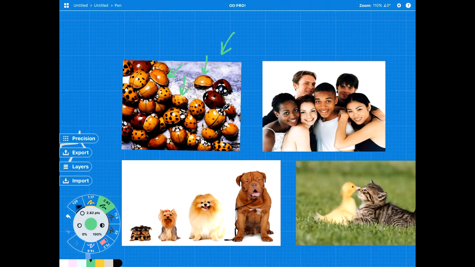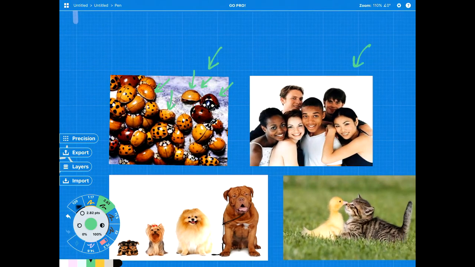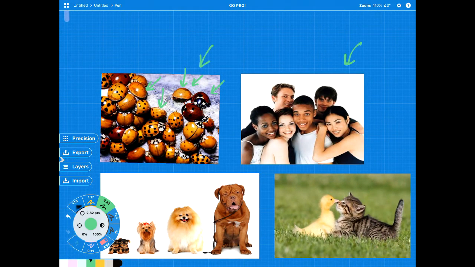I hope you said yes, because they are. They may look a little different. This one is dark, and some are light, and some are without spots, but they're essentially the same species. Now take a look at these teeny humans. Are they of the same species?